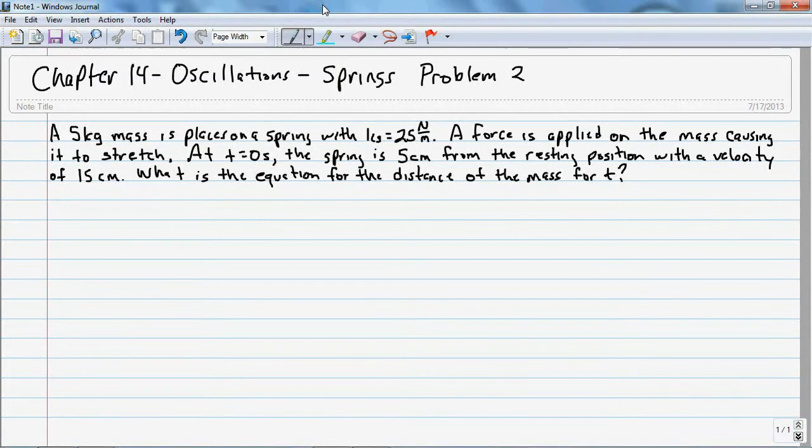At t equals 0, remember that we can start our time at any point. It doesn't have to be when the spring is at its maximum. It can be at any time. So at t equals 0, the spring is 5 centimeters from the resting position, or the equilibrium position, with a velocity of 15 centimeters per second.